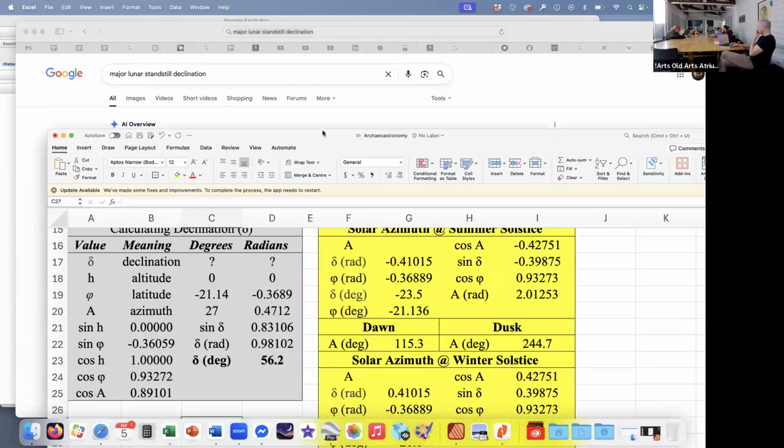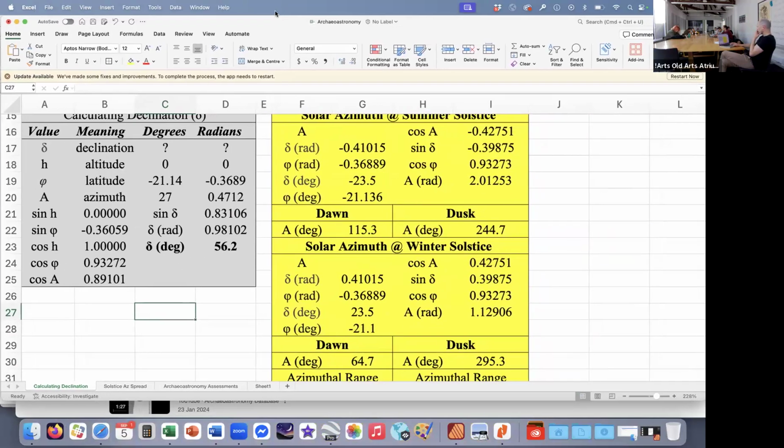So then we just change cos A to be... It's exactly double of... Yeah. The lunar standstill. Yeah. But yeah.